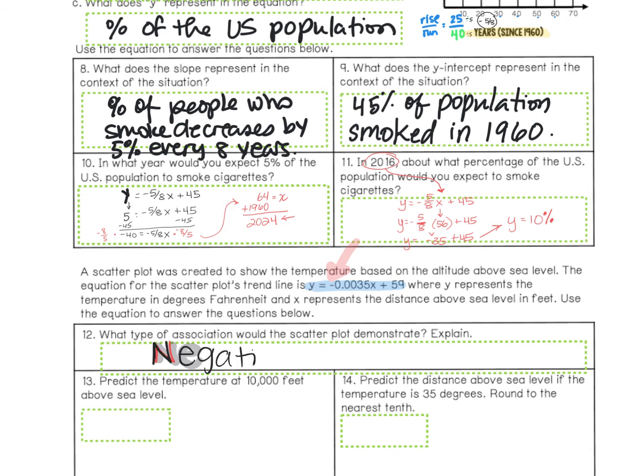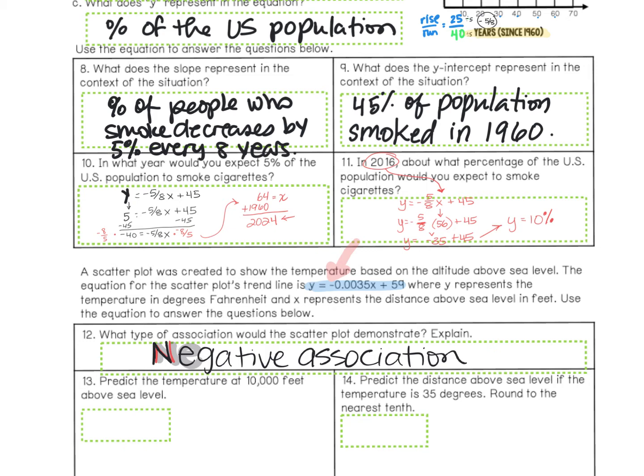So we would have a negative association because the slope is negative. If the slope were positive, it would be a positive association. If there were no association, we wouldn't even have a trend line, because when there's no association, there's no line.